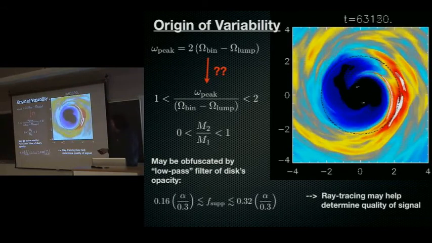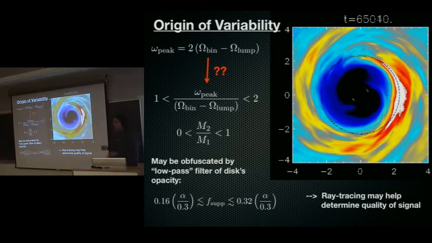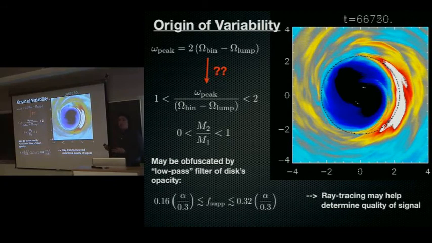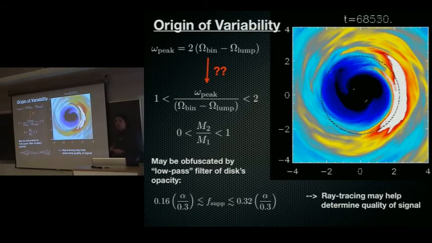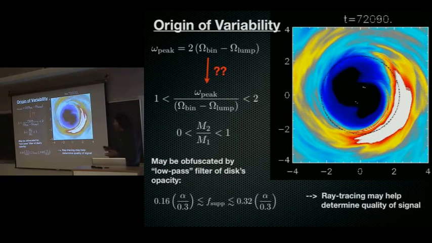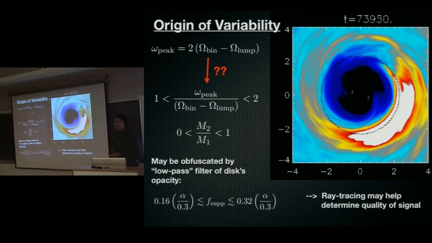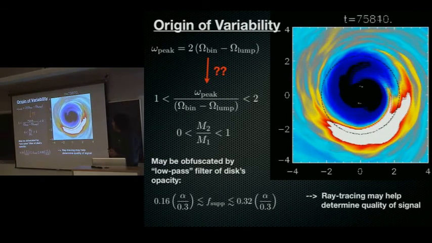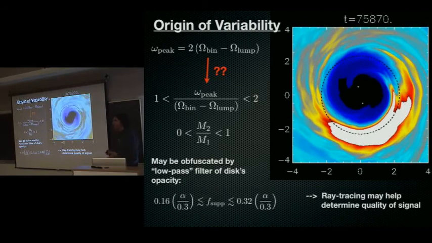So let's put on our imaginary hats and say, okay, this is what we're going to see. Then if you see a variability at this rate, then you know something about the mass ratio. Will we be able to see this variability?